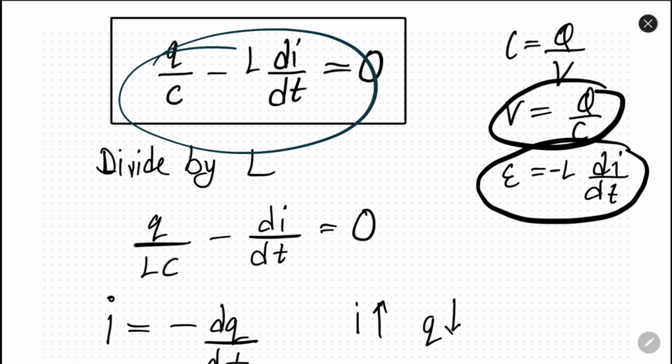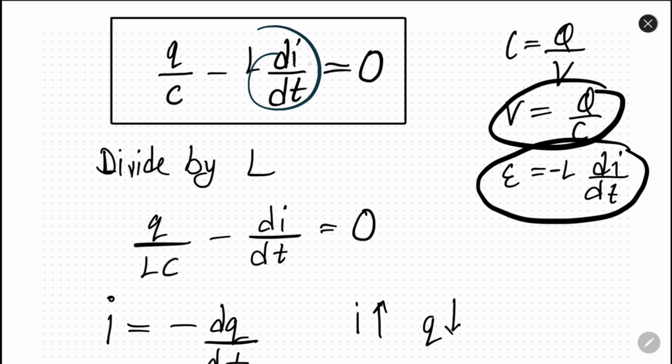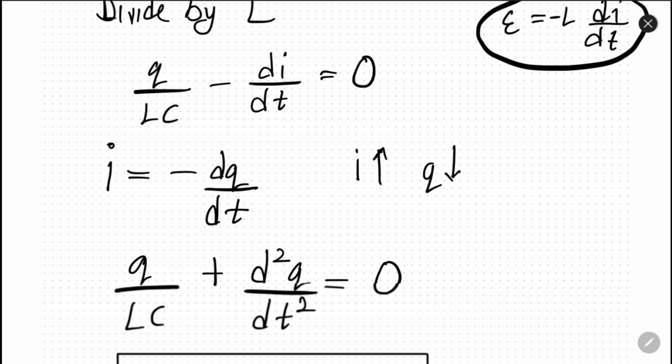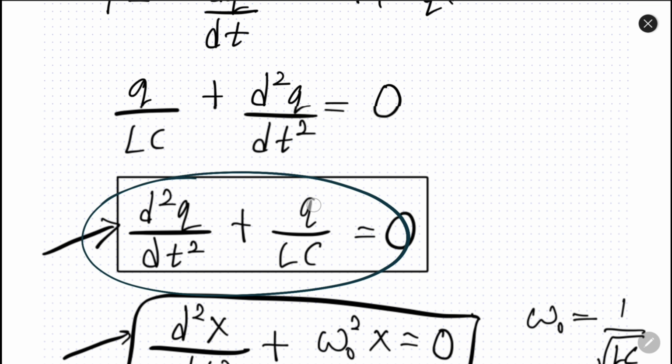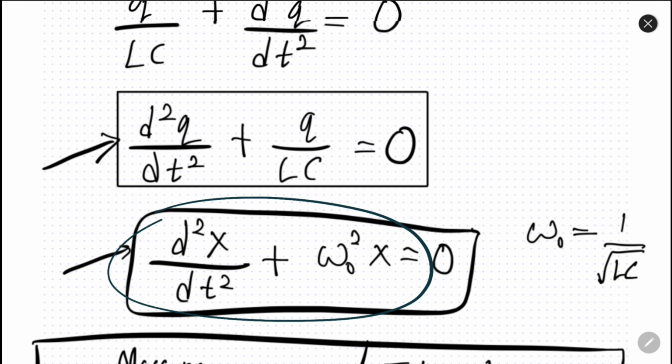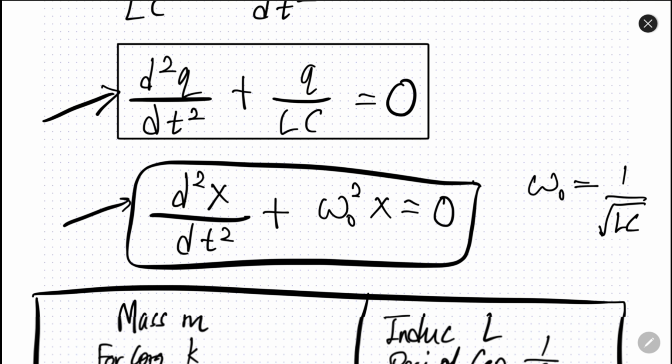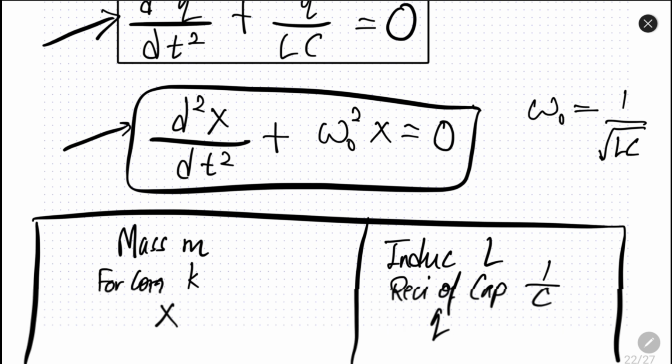So the formula is this: q over c minus L di by dt equal to 0. This is V due to the capacitor minus V due to the inductor equal to 0. So q over c minus L di by dt equal to 0, divide by L. So you will obtain this equation. This equation is similar to the equation in SHM. So this is the equation of SHM, simple harmonic motion.